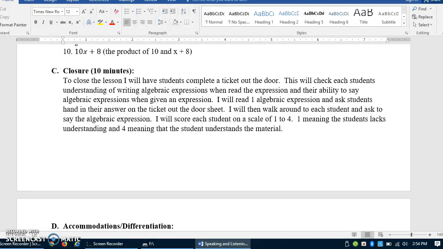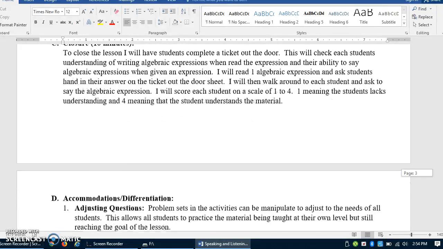To close the lesson, I tend to do a take it out the door, which provides immediate feedback on whether the students were able to comprehend the material. To do this, I would read algebraic expressions, and students would have to listen and write them down. Next, I would walk around to each individual student. On a whiteboard, I would hold up an expression and they would have to say that expression to me using our new algebraic terms that we just learned. I would provide a score on my sheet on a scale of 1 to 4.